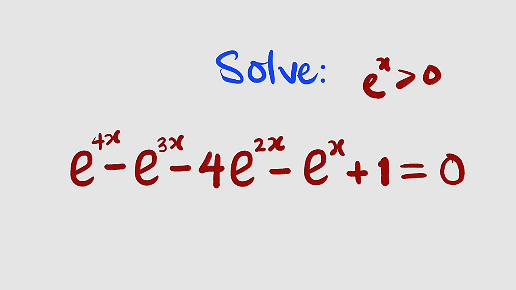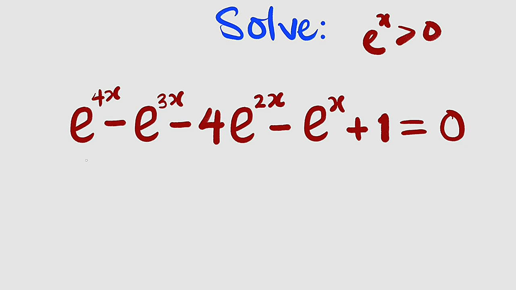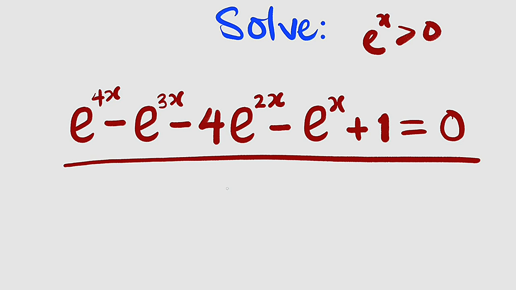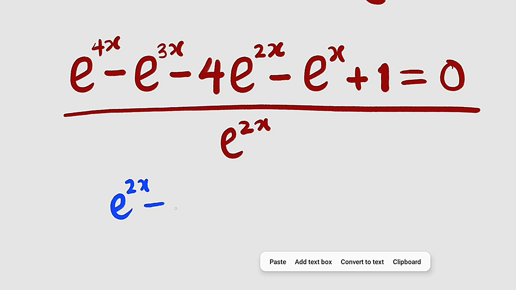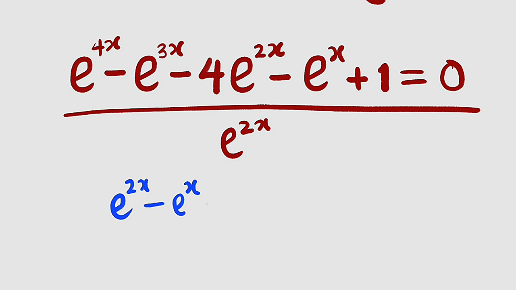If this is the case, we can divide every single term by e^(2x). So let's do that. I want us to divide everything here by e^(2x). It's allowed since we are dividing every single term. If you take the first term, which is e^(4x), and divide it by e^(2x), you're going to obtain e to the what? e^(2x), minus the second one, e^(3x) divided by e^(2x) is e^x.